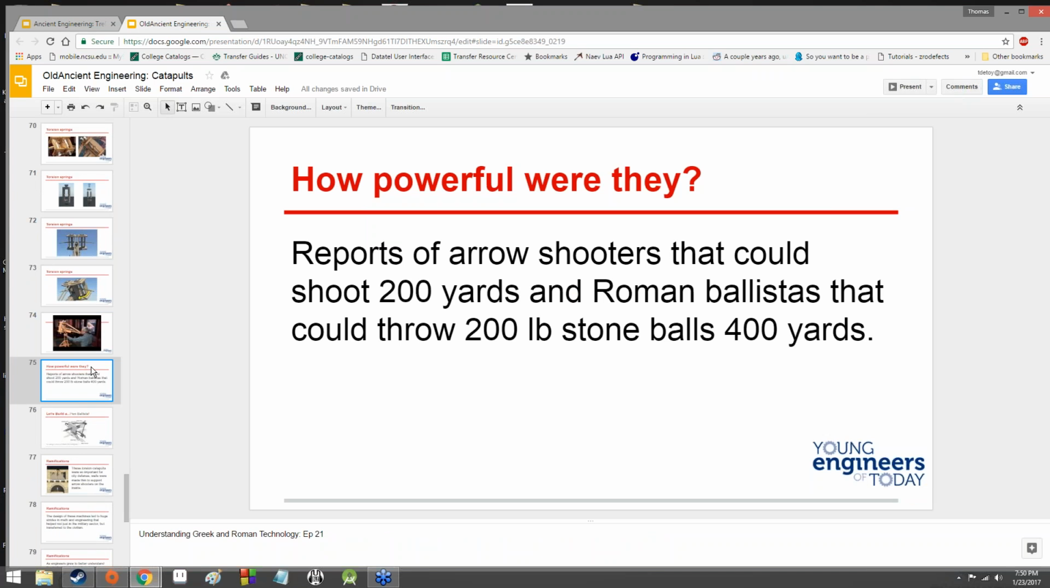So there are reports of arrow shooters that could shoot 200 yards and Roman ballistas that could throw 200-pound stone balls 400 yards, which is really far. 600 feet and 1,200 feet. That's a lot of stored energy. Imagine how fast they're going too when they first come out.